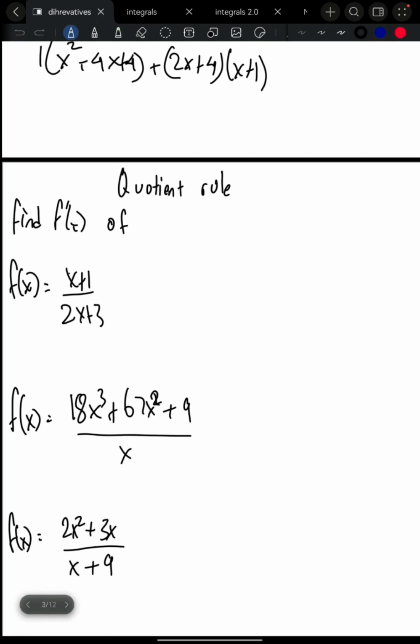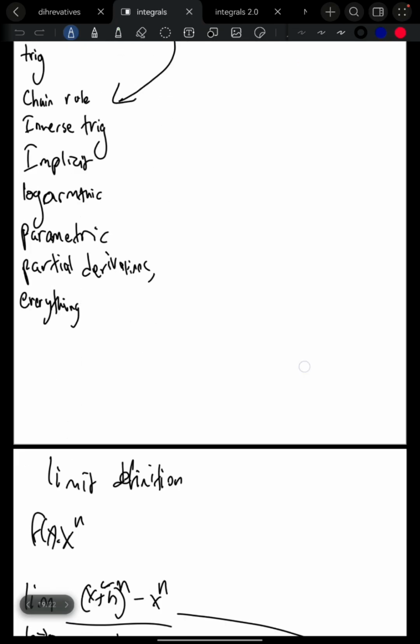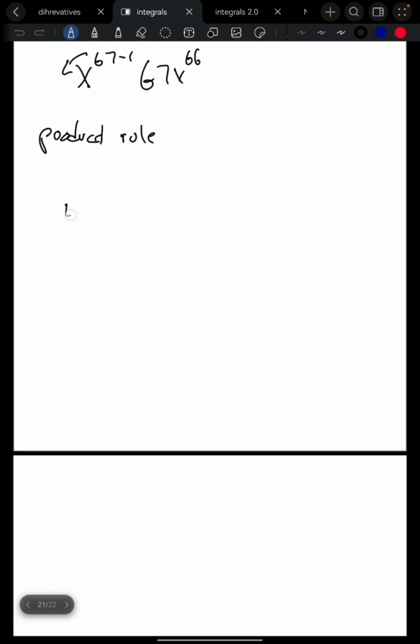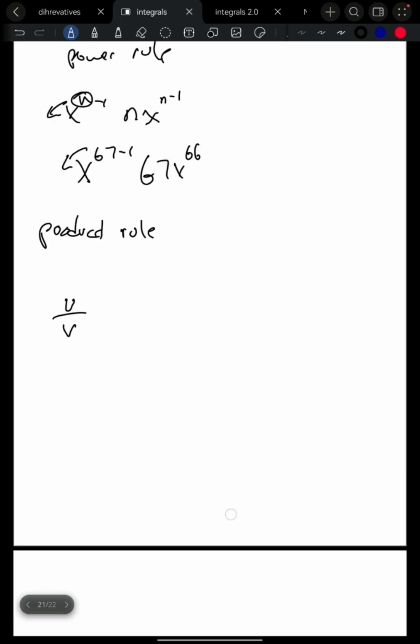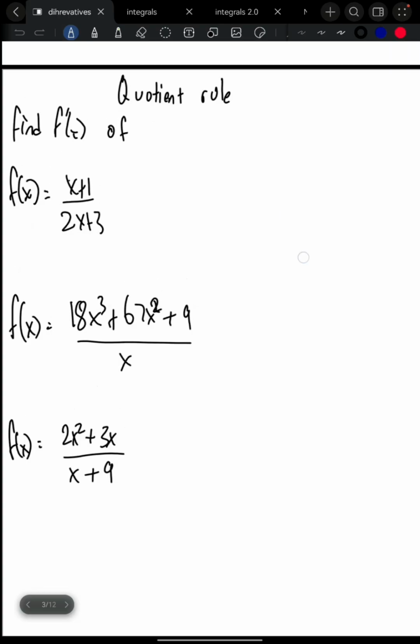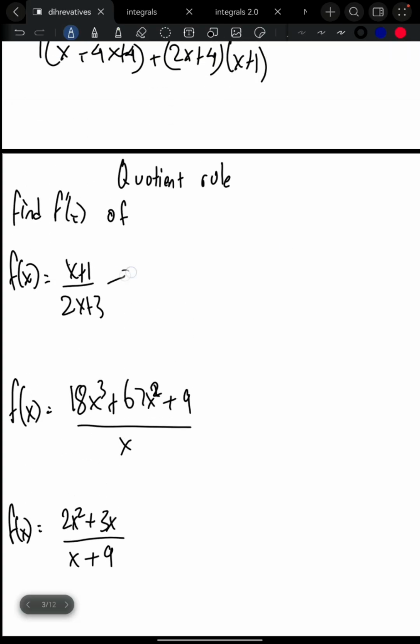Next thing is the quotient rule. A good thing about the quotient rule is you don't even need to use it. Should I prove it? It's pretty quick to prove, but it's been 10 minutes already, so I'm not going to prove it. But basically, you don't even need to use it.